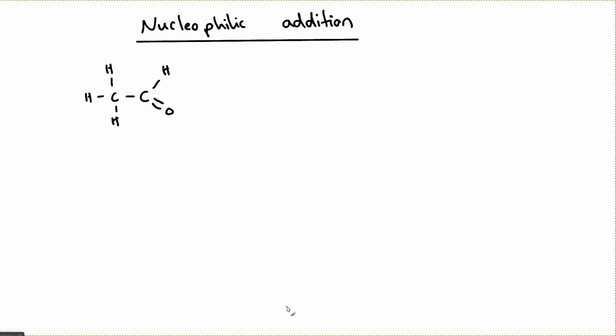One of the key reactions that both aldehydes and ketones undergo is nucleophilic addition. And a good example of nucleophilic addition is when we react with hydrogen cyanide, and that would produce this molecule.